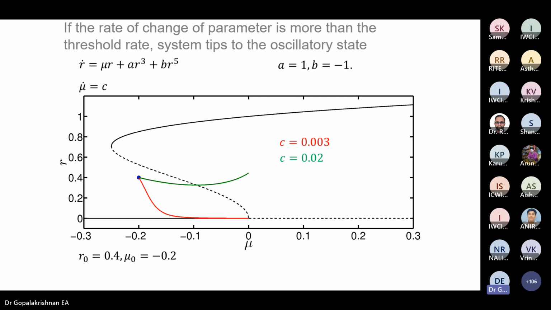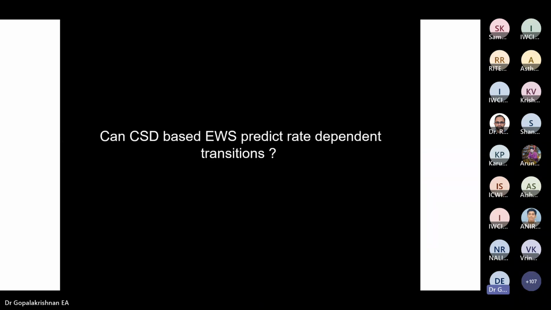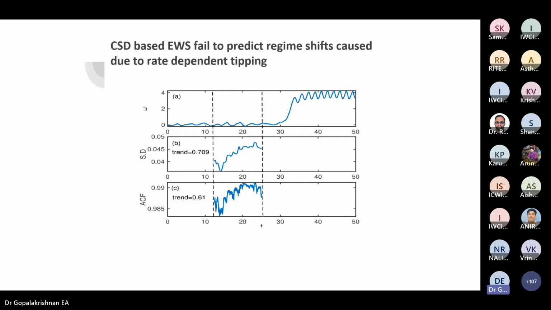There is an explicit time dependence for all engineering systems. Suppose you take any engineering system, you are not changing the parameter quasi-statically, you are changing the parameter as a function of time. So whenever you are changing the parameter as a function of time, then the rate at which you are changing it becomes important. So you can see here that the red trajectory, which takes the system to a stable state, is happening at a lower rate, and the green one, which is happening at a higher rate, takes it to an unstable state. Now, I was telling you about the early warning signals that we have developed and whether these early warning signals will be useful in predicting these rate dependent transitions.